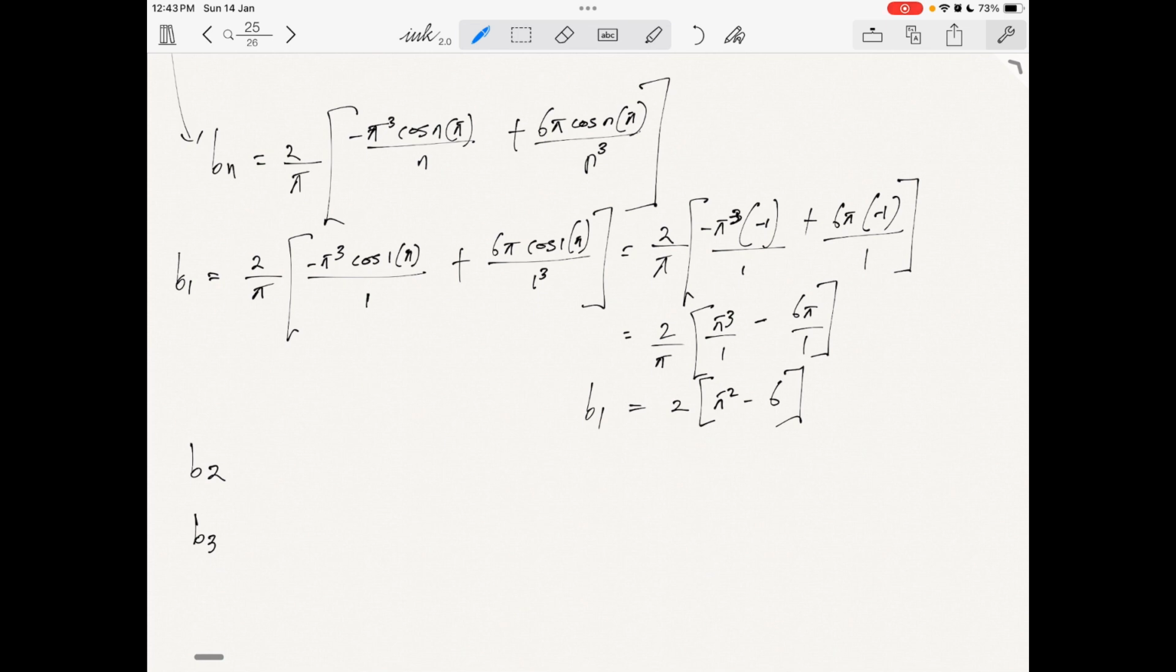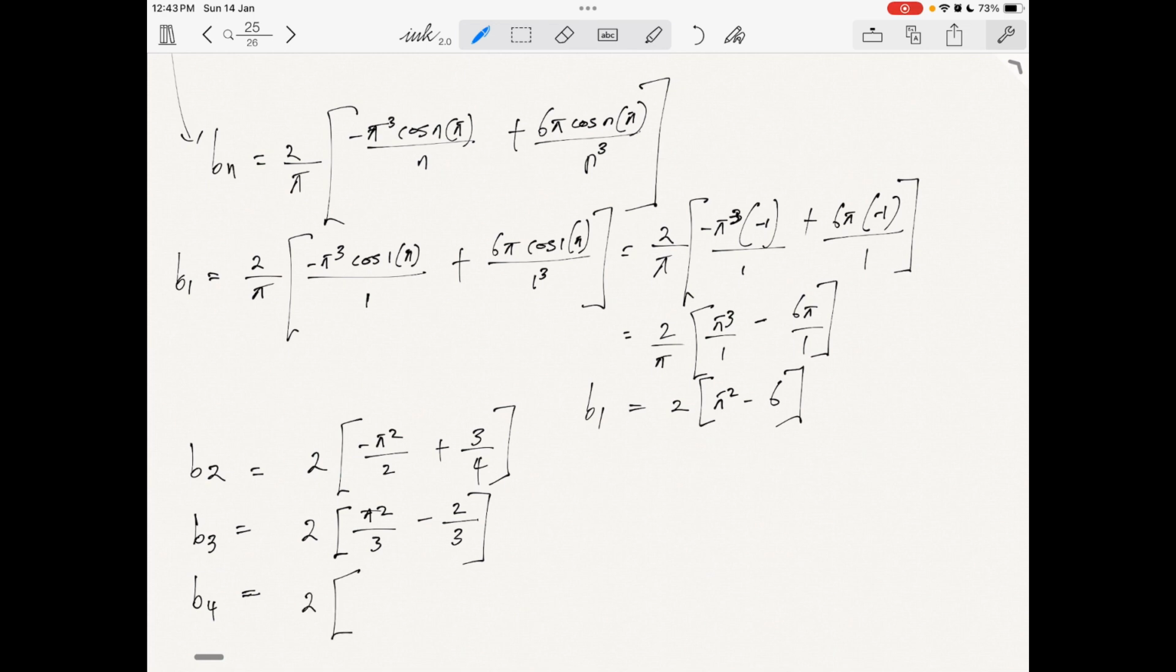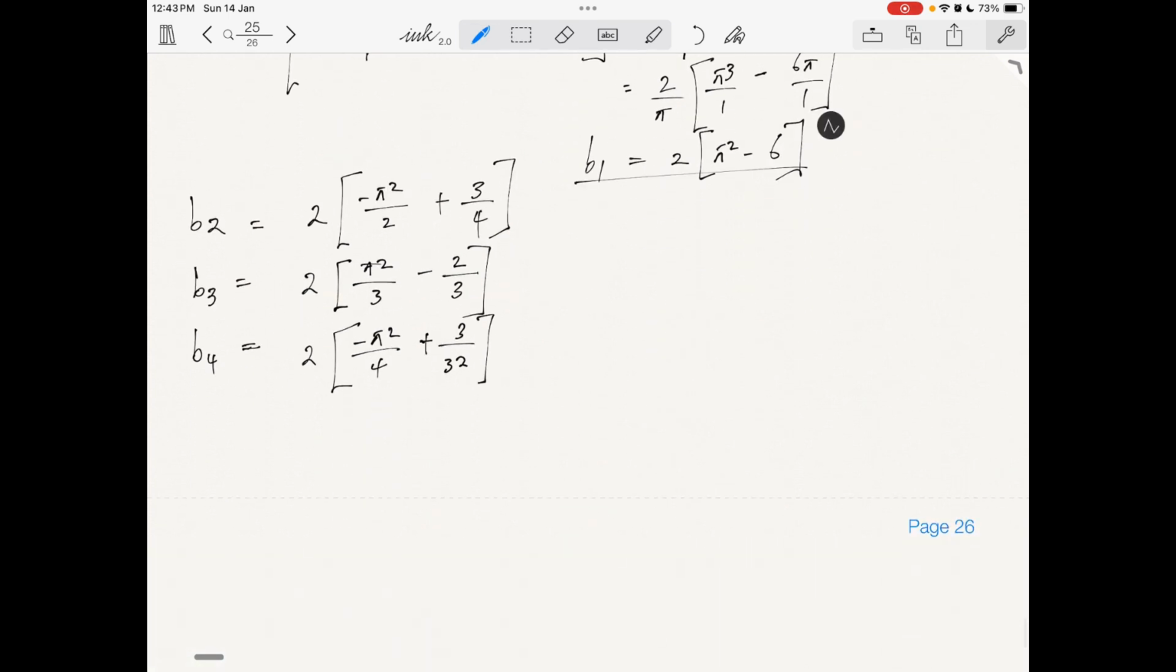Now when we do the same thing for b2, b3 and b4, we have b2 to be 2 times minus pi squared over 2 plus 3 over 4, and b3 to be 2 times pi squared over 3 minus 2 over 3, and b4 to be 2 times minus pi squared over 4 plus 3 over 32. Now we have b1, b2, b3 and also b4.